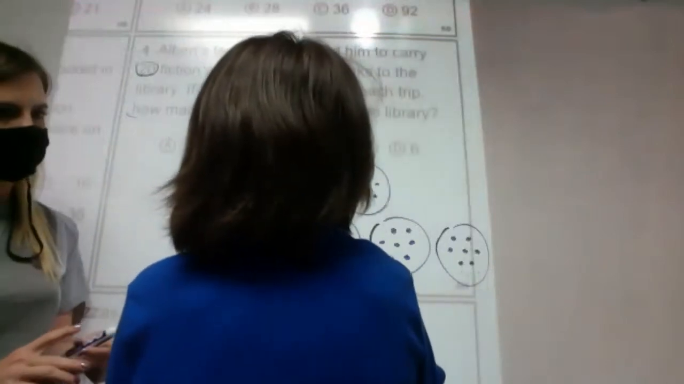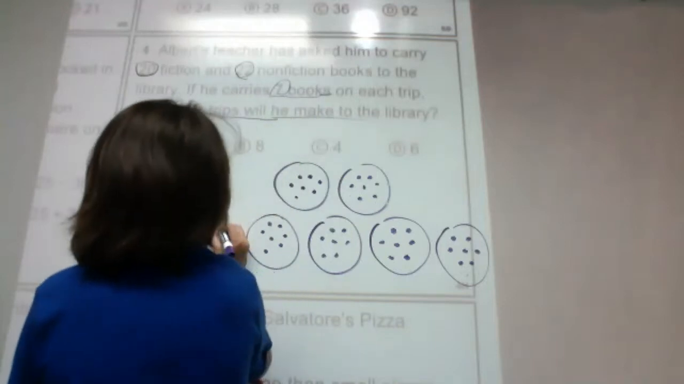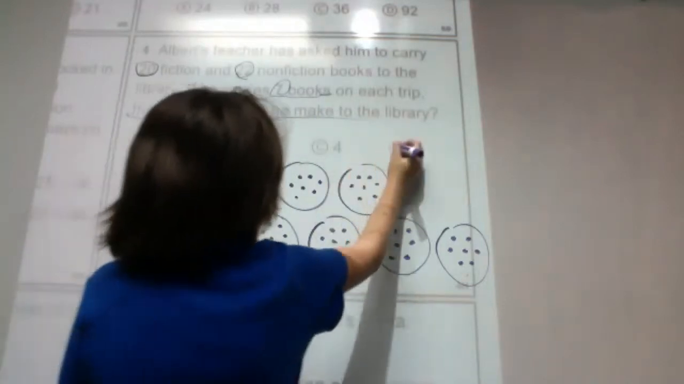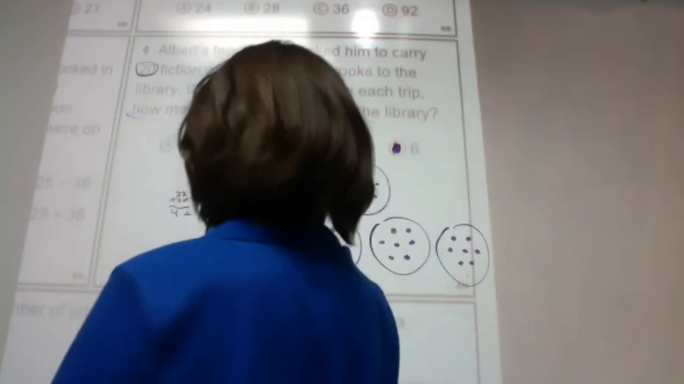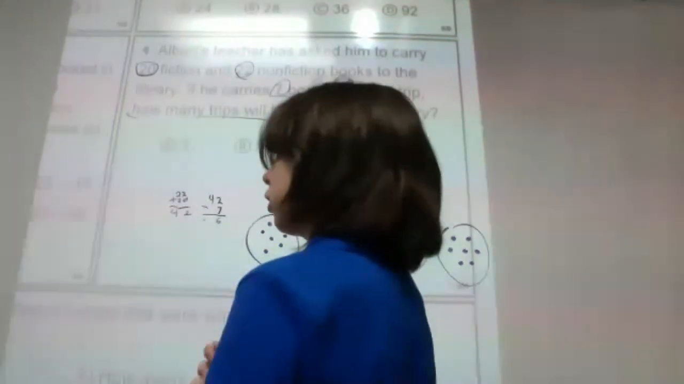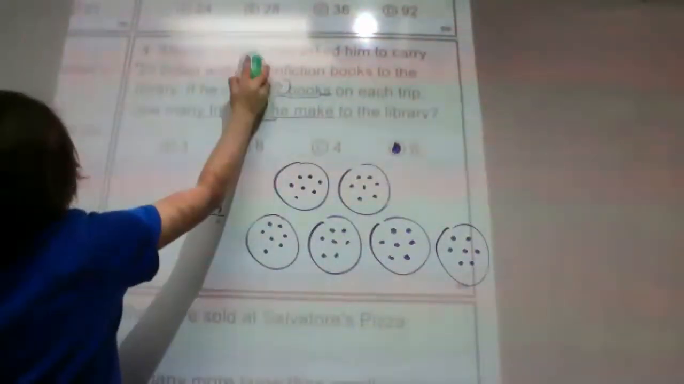Okay, so how many groups are there? 6. How many trips is he gonna make? 6. Very good. Yes, you can erase. Okay, we're gonna stop there for today.